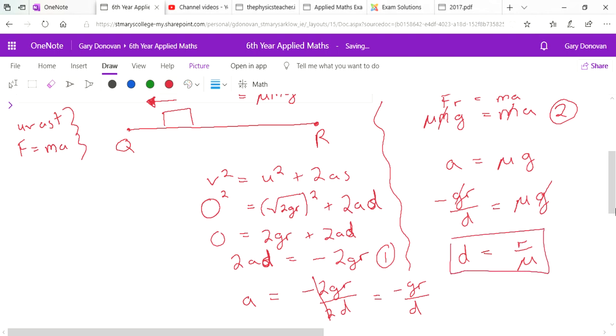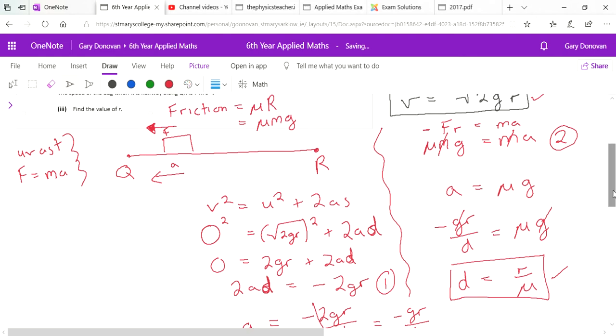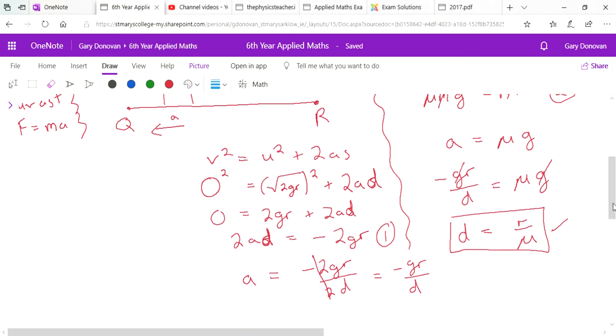Now one thing I didn't include there was the minus, and that's because the acceleration and the force are in the same direction here. So even though I had a negative value here, really I could have put a negative value for f here, because the acceleration is in that direction and the force is in that direction. So that's why I discounted the minus there. And that's part 2.